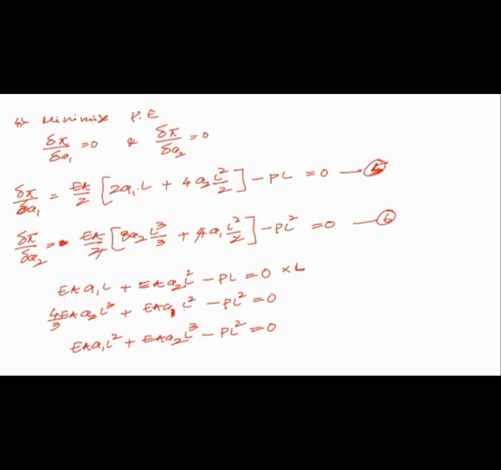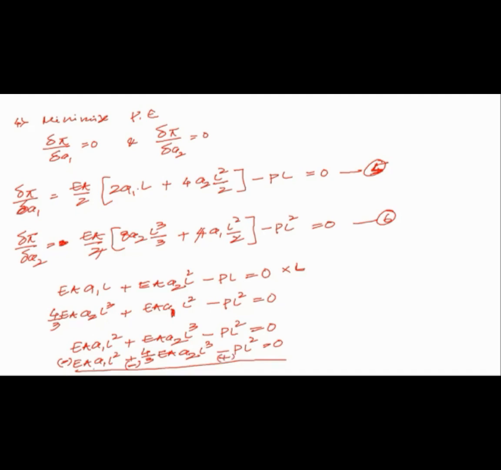The second I'll keep as it is. I'll just rearrange the terms. This EA A1 L, I'll take as the first term so that it becomes easier for cancellation. So it is EA A1 L square plus 4 by 3 EA A2 L cube minus PL square is equal to 0. This PL square I'll keep as it is. Now you solve these two as simultaneous equations by changing the sign. I have positive here, so I need to change it to negative. This is positive, I need to change it to negative. This is negative, I need to change it to positive.